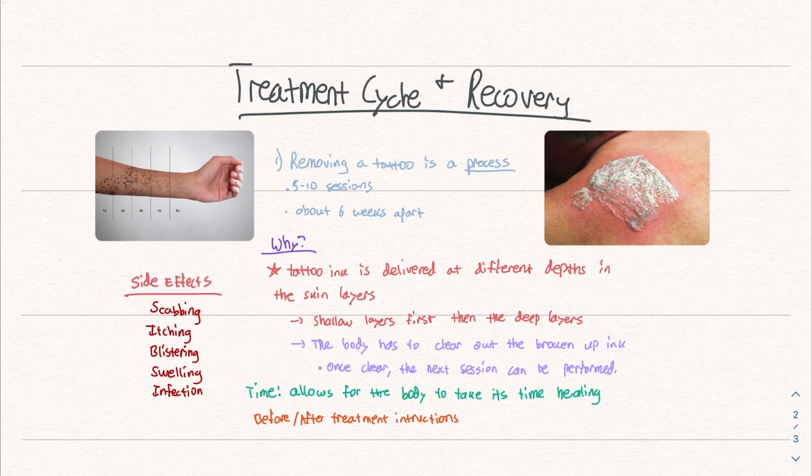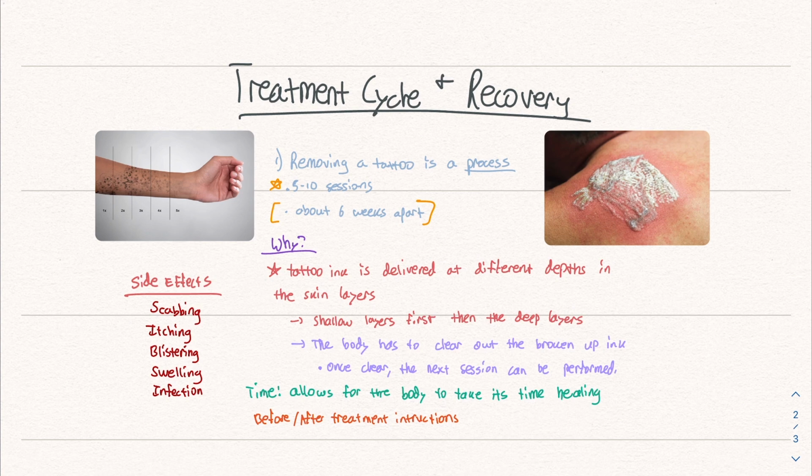Okay, so what's interesting about laser tattoo removal is that this is a process. I was kind of aware of this, but this is interesting. Removing a tattoo takes some sessions. From what I saw, about 5 to 10 sessions, each about 6 weeks apart. I don't know how standard this is, but it does seem like there needs to be a pretty big gap between the sessions. So why?